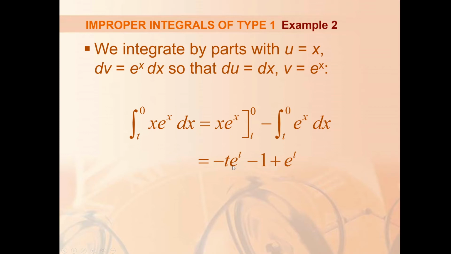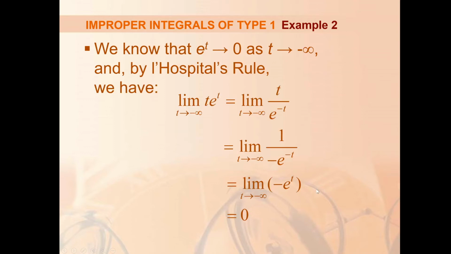So here's what we come up with: negative t e to the power of t, minus FTC part 2. So we get 1 plus e to the power of t. And then take the limit as t goes to negative infinity. So take the limit, and we have 1 over negative e to the power of negative infinity, which is positive infinity.